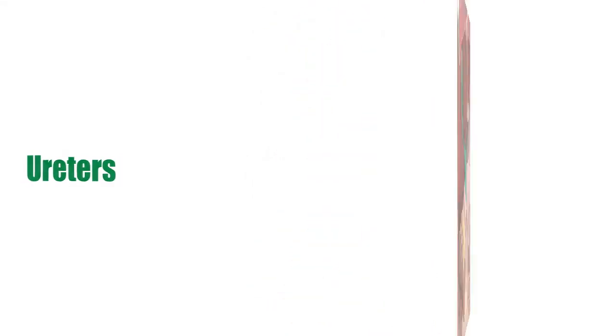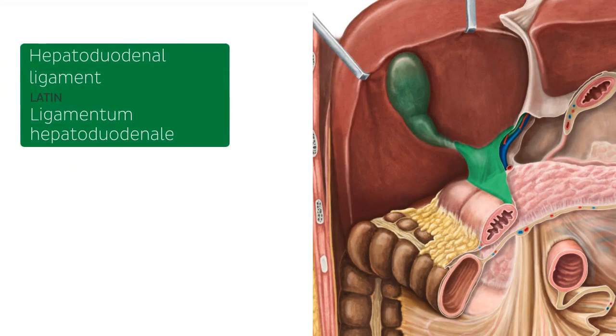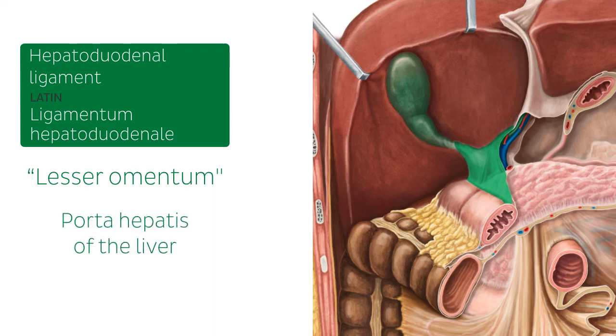The next structure we will look at is the hepatoduodenal ligament, which is part of a peritoneal fold known as the lesser omentum. This illustration includes some other structures that are located in this region, such as the liver, the gallbladder, and the large intestine. The hepatoduodenal ligament is highlighted in green and extends from the porta hepatis, or the hilum of the liver, to the superior part of the duodenum.